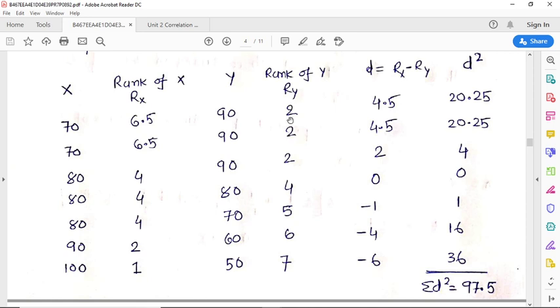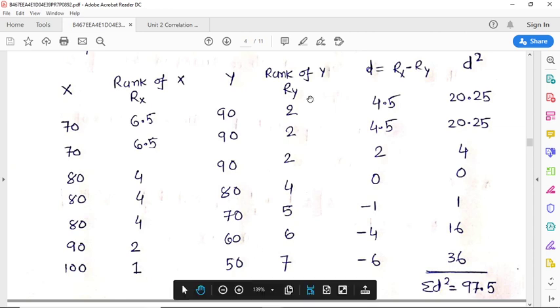So each gets 2, and now next is 80, so assign it 4. Then 70 is assigned 5, then 60 is assigned 6, and then 50 is assigned 7. So these are the ranks of y.